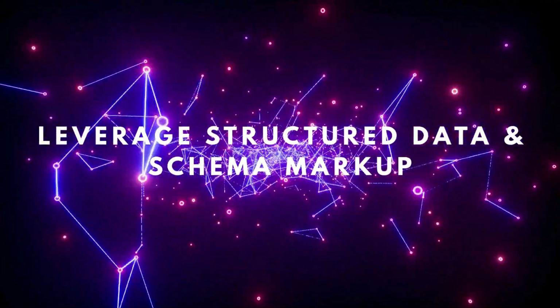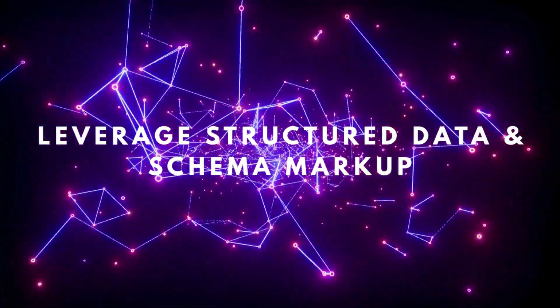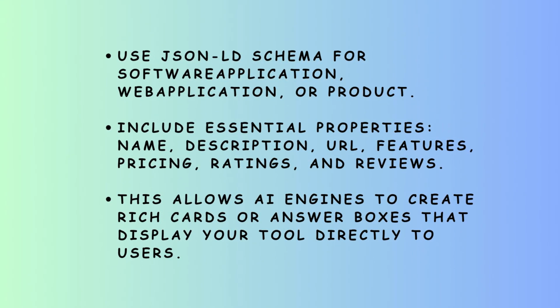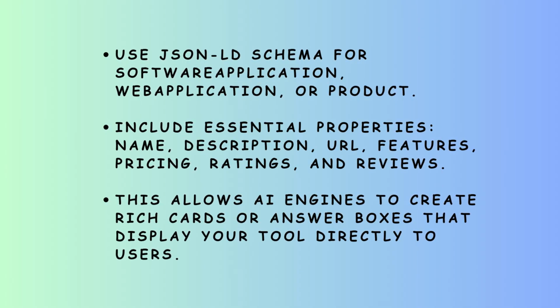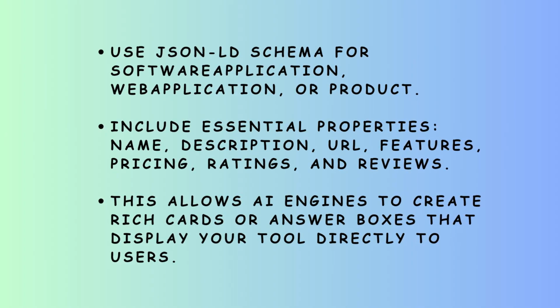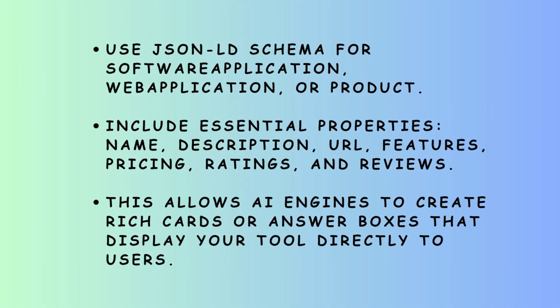Leverage structured data and schema markup. AI search engines rely on structured data to understand what your tool does. By adding the right schema, you help AI engines identify your product and its features. Use JSON-LD schema for software application, web application, or product. Include essential properties: name, description, URL, features, pricing, rating, and reviews.